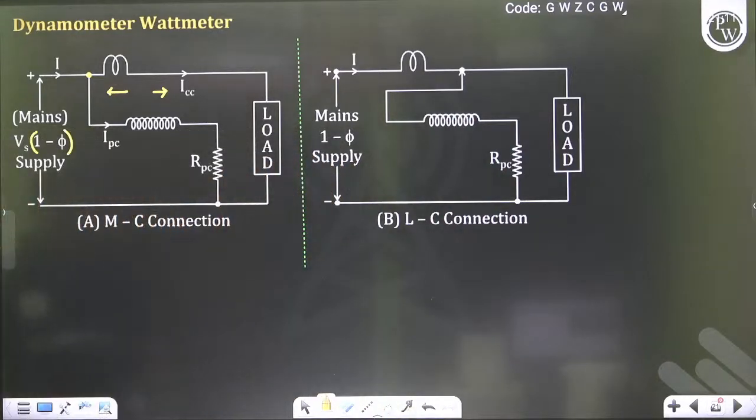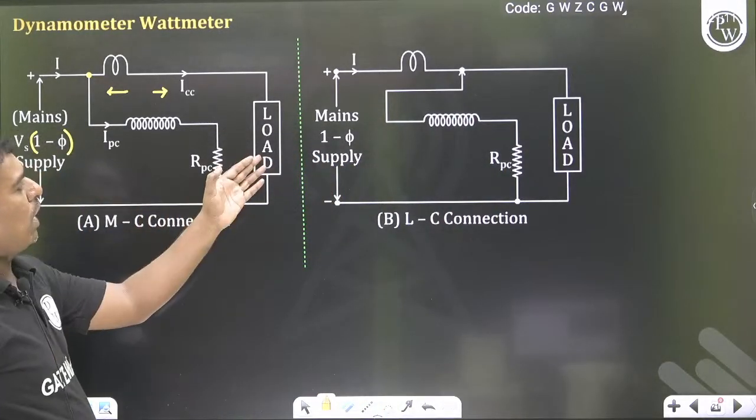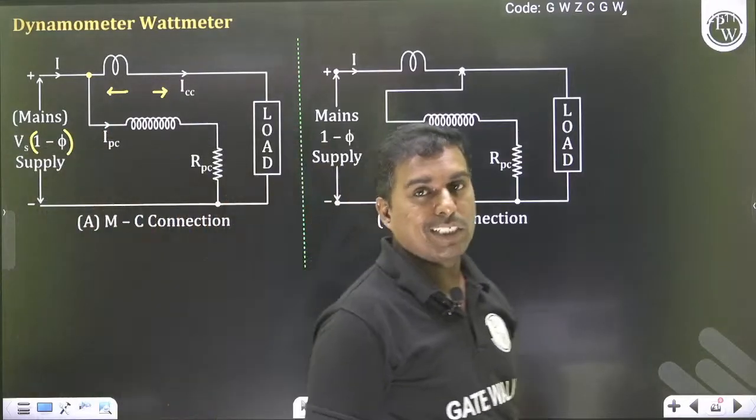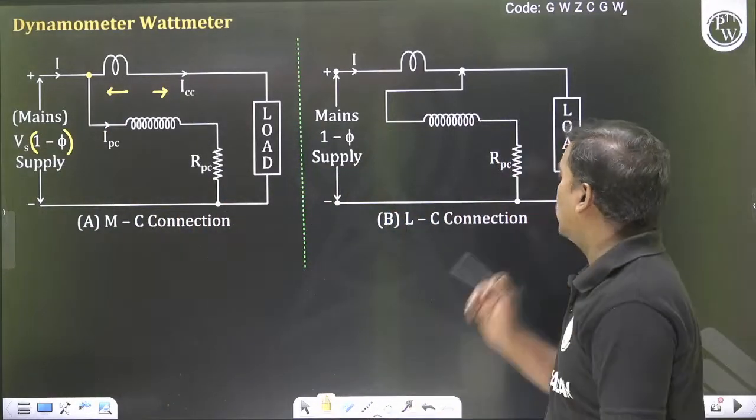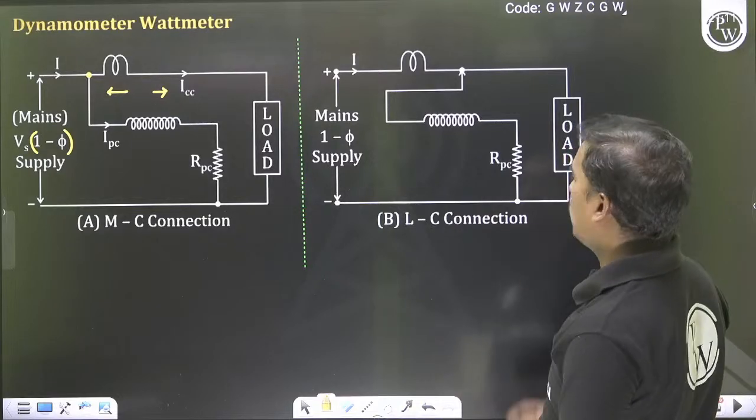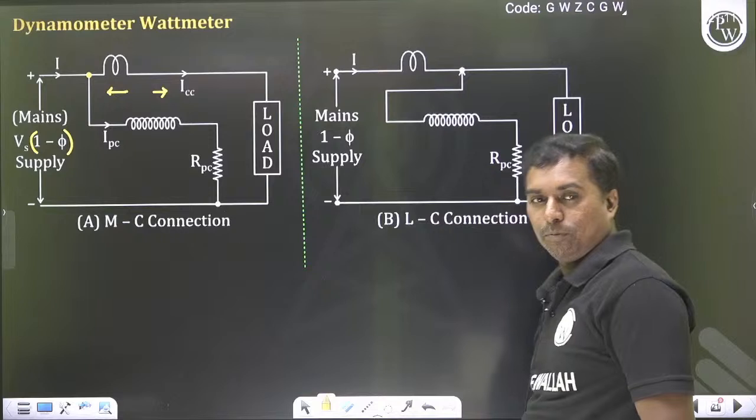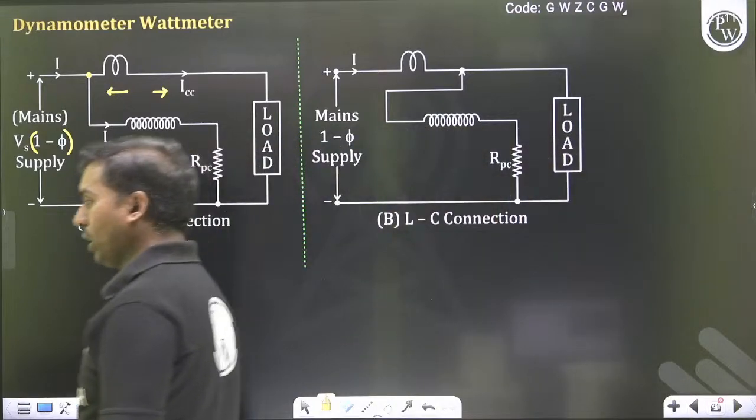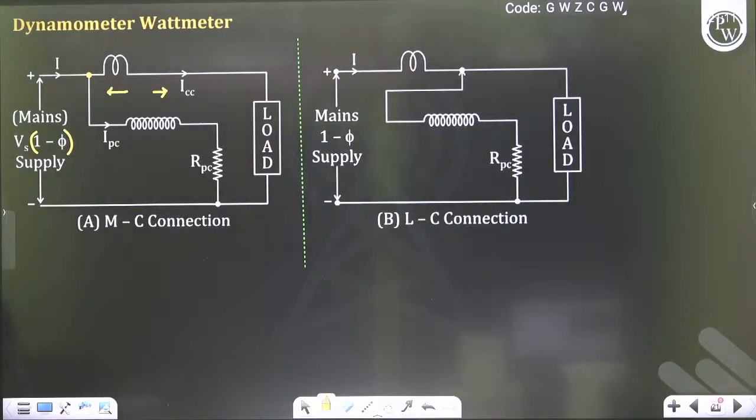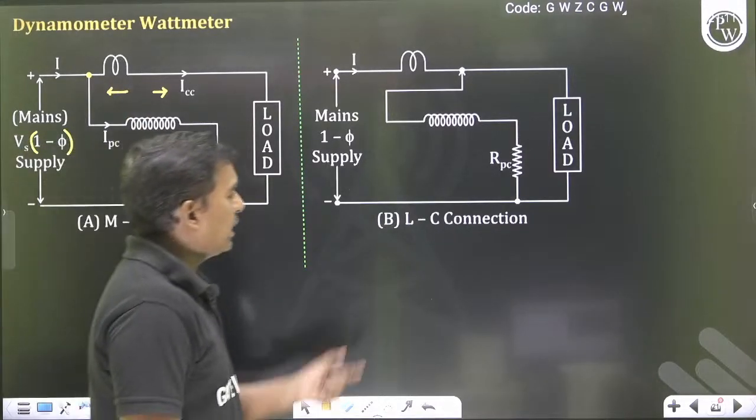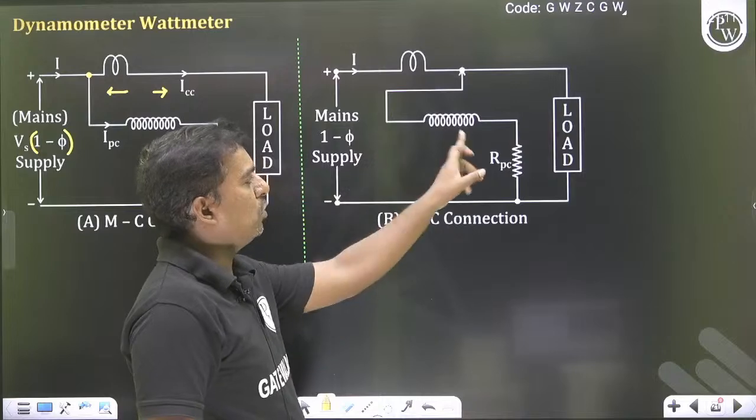So in MC connection, in addition to the true value, हमको क्या आ रहा है? Extra power consumption due to current coil आ रहा है. Here, in addition to the power consumed by the load, हमको इधर क्या आ रहा है? Power consumed by the potential coil आ रहा है. तो इससे हमको क्या understand हो गया? दोनों में error आ रहा है, लेकिन error किसकी वजह से आ रहा है? So in MC connection, the error is coming due to the current coil, whereas in LC connection, the error is coming due to the potential coil.